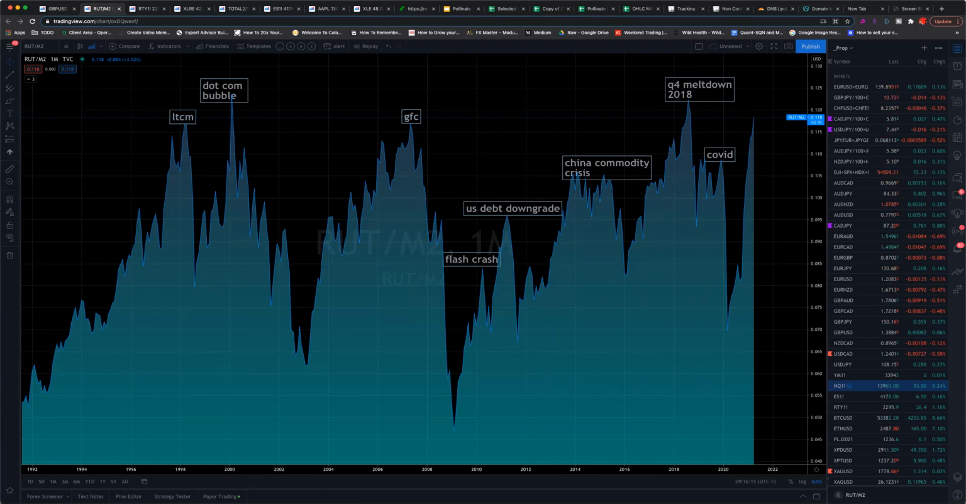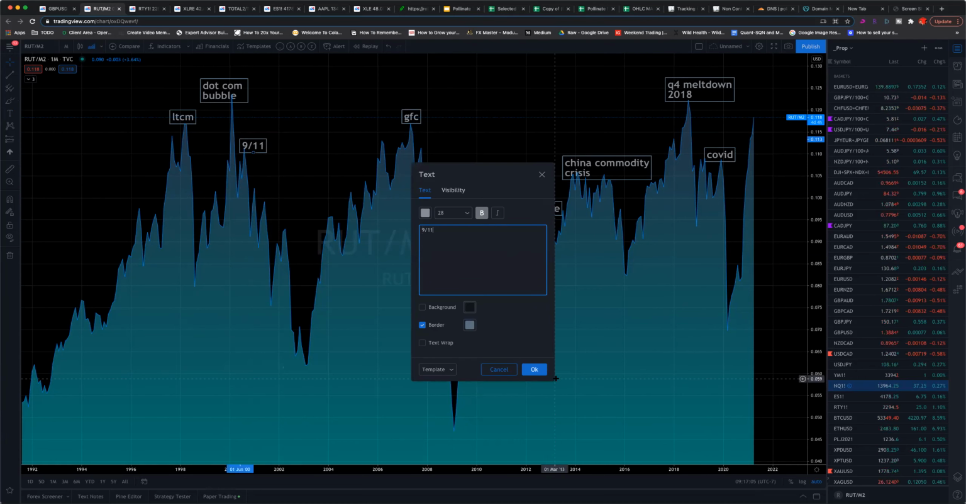I'm not saying that the small caps are the key to the entire US economy, but when the small cap index is overvalued compared to the amount of money in circulation, that means small caps have increased in value to a point where, at historic levels, we've been this high twice. One was the dot-com bubble, and the other one was the Q4 meltdown. We're currently above the global financial crisis, long-term capital management, flash crash, US debt downgrade, Chinese commodity crisis, all these things, right? And 9/11 was right here. Let's throw that on there too, because that turned the markets off for a week or so.